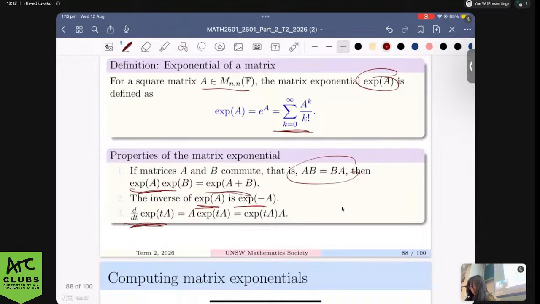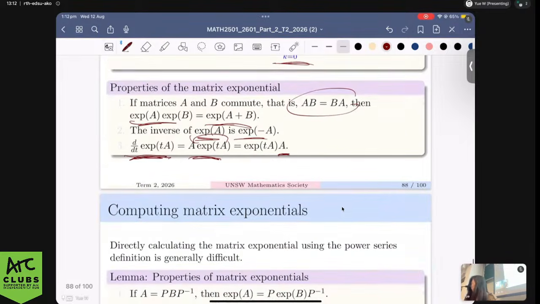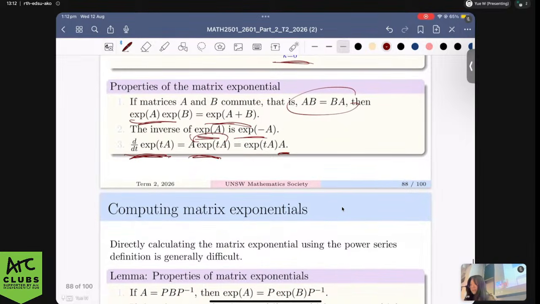And this is also kind of the same thing. If you apply the derivative to the exponential of some matrix A, you can chuck the A out and say that it's equal to A times the exponential of A. And of course, you can put this at the end as well. But yeah, pretty much the same as normal numbers, except now you have matrices.